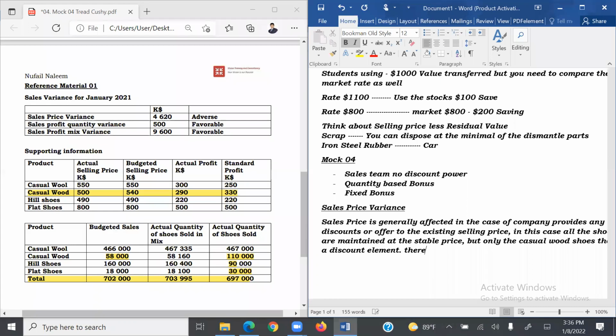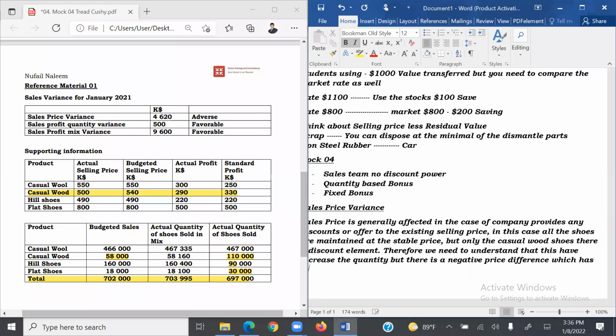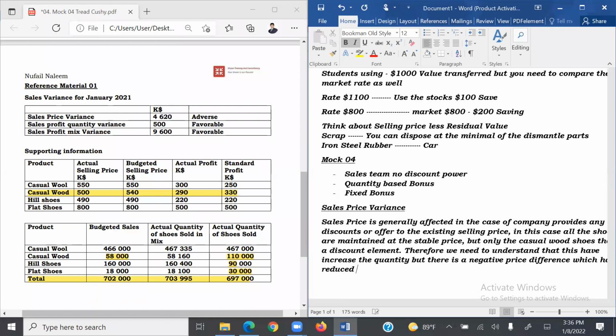Therefore, we need to understand that this has increased the quantity, but there is a negative price difference, which has reduced the sales variance to an adverse.